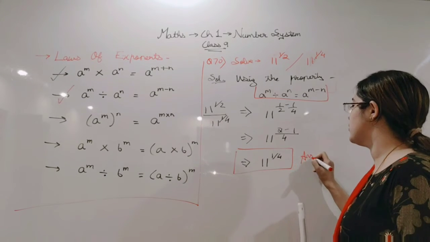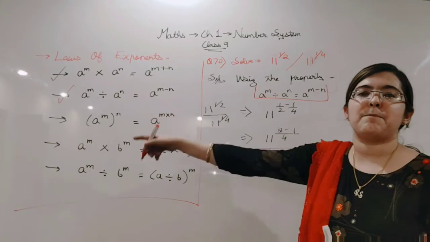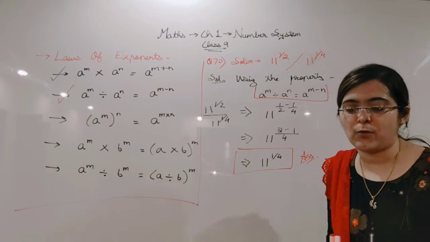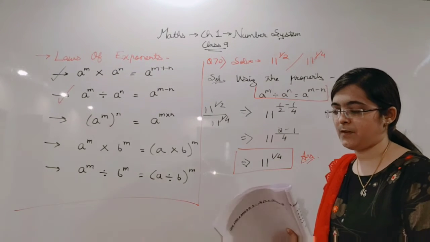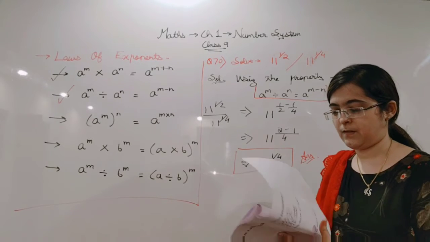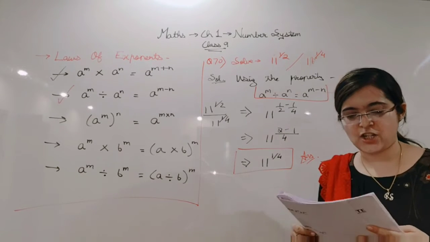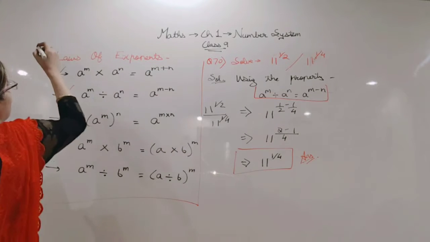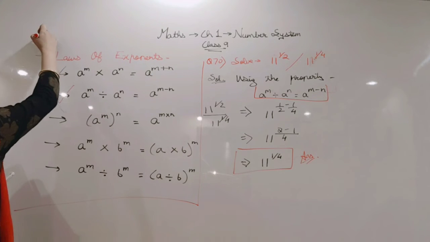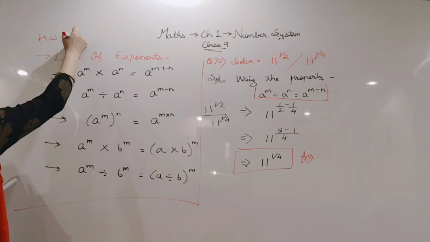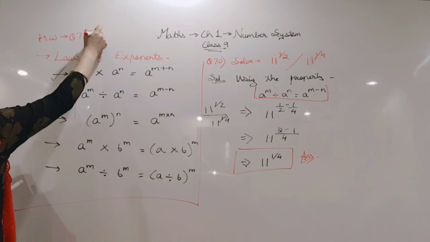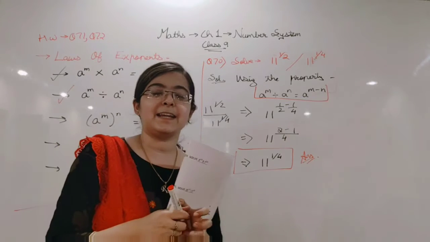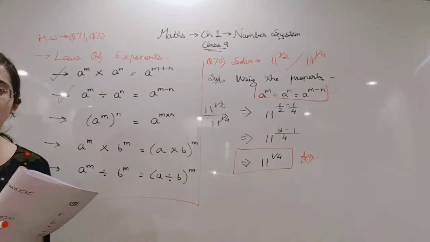This is your final answer. Okay, that's it. We have to do this much only. We have to just apply the laws of exponents and solve it. Okay, note down in your question booklet. Now students, questions 71 and 72 are same as 69 and 70. So that will be your homework. Your homework will be question 71 and question 72. You have to do it on your own.